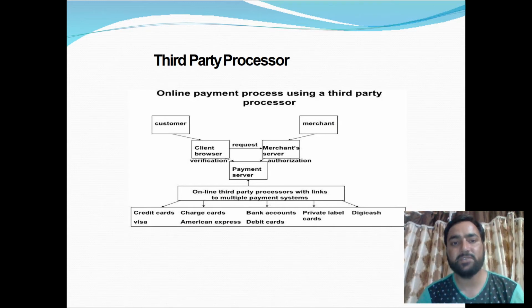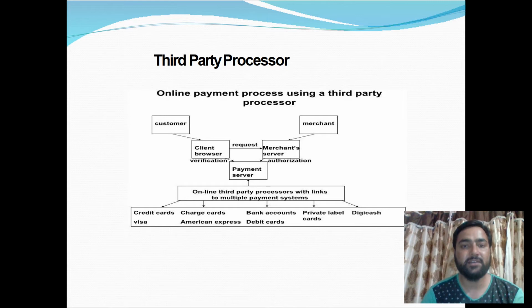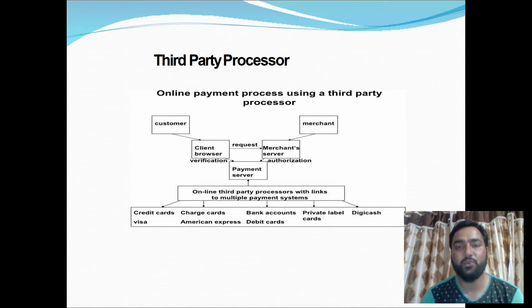This is the third party processor, online payment process using a third party processor. That means the user, the client, and the e-commerce vendor both use a third party module which actually processes the payment of the user for the e-commerce vendor. So in this, a client using its browser makes a request on the e-commerce vendor's website for a particular sale or purchase of the goods or services.